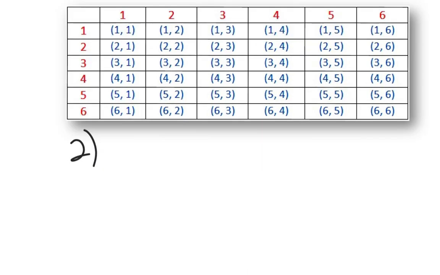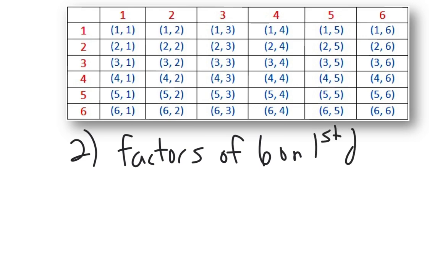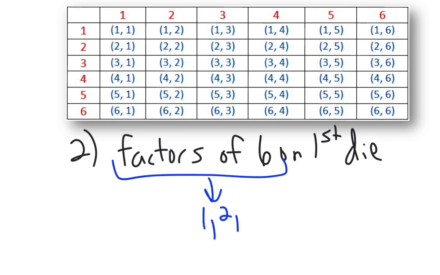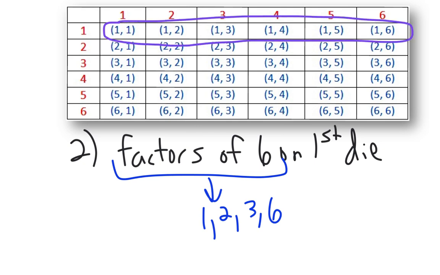Number 2, they want us to find the probability of rolling factors of 6 on the first die. So factors of 6, first of all, are 1, 2, and 6, and 3. Not in that order necessarily. Almost forgot the 3. Anyway, so 1 on the first die would be these. 2 on the first die would be these. And then 3, and then 6.